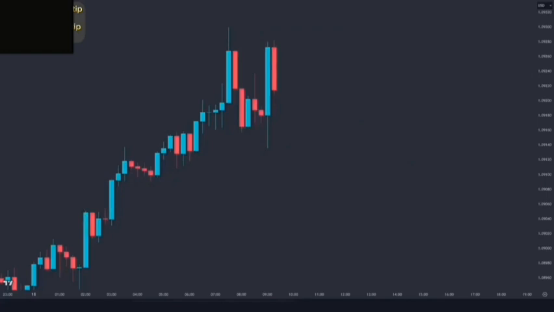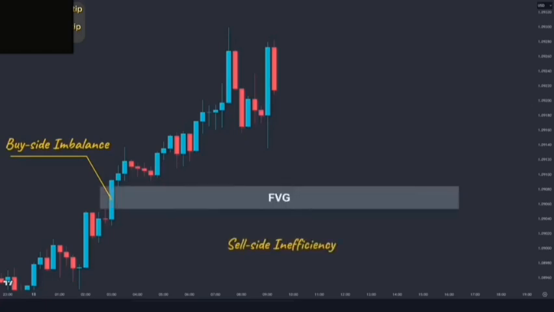So, if we get back to the time before the movement happened, what do we have here? We have a buy-side imbalance, which means the buyer has strongly overcome the sellers. And we have sell-side inefficiency, which means that the price should refill this inefficient area to restore the balance. Also, we have this area of equal lows, which contains lots of sell-side liquidity.